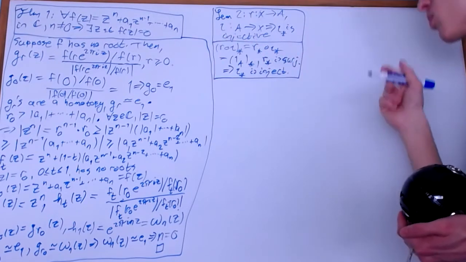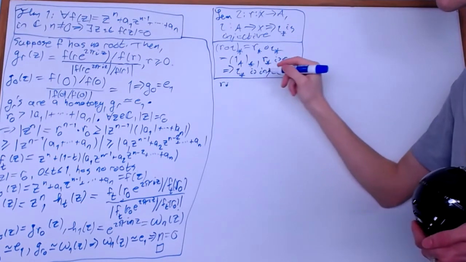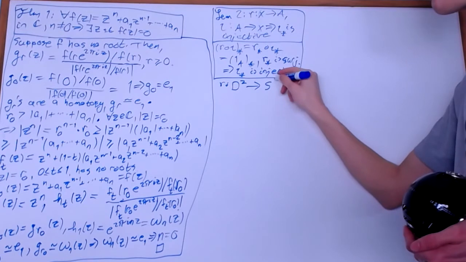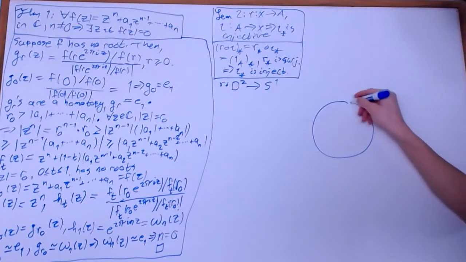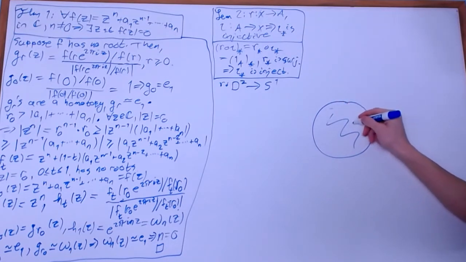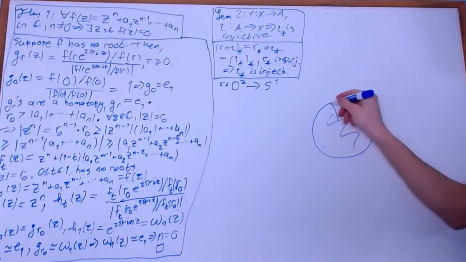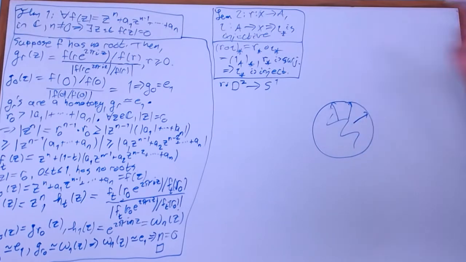Okay, why is this important? Well, we can use it to prove that there is no retraction of the 2-disk onto the 1-circle. So there is no retraction that takes you from the filled-in disk and somehow moves all of them out onto this outer circle. There is no such retraction.